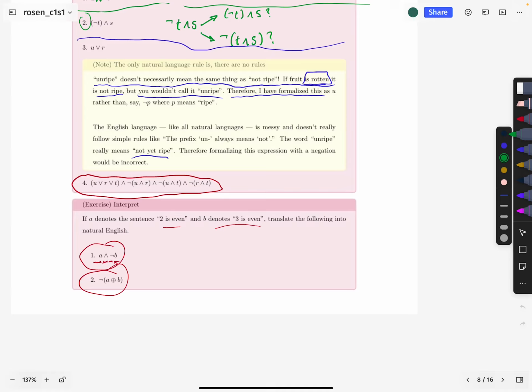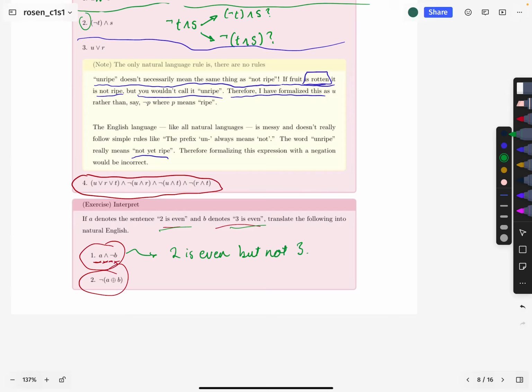Welcome to the next video in the Discrete Math video series, and in this video we're going to solve these exercises. So 2 is even and 3 is even, right? Those are our two sentences, and so this naturally translates to 2 is even but not 3. That's a pretty natural translation.